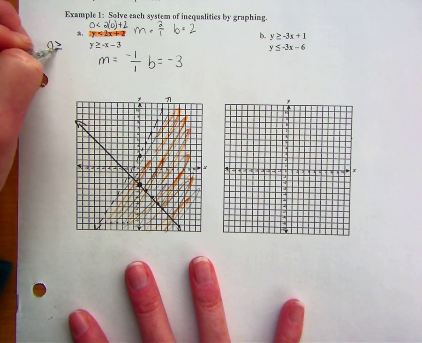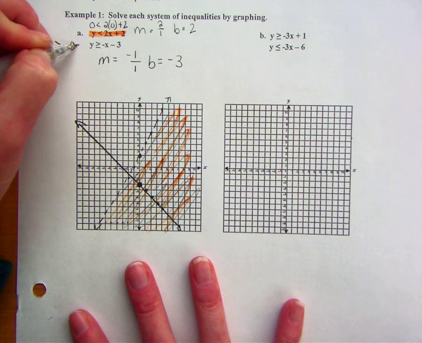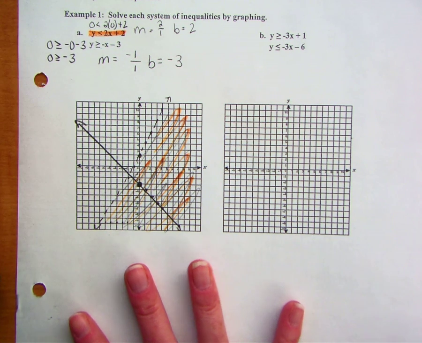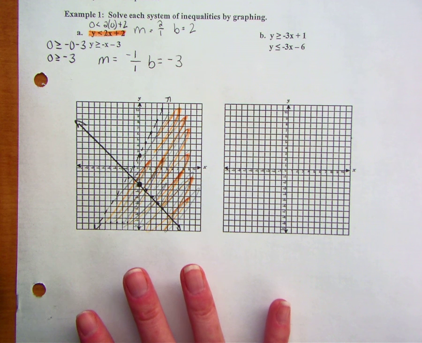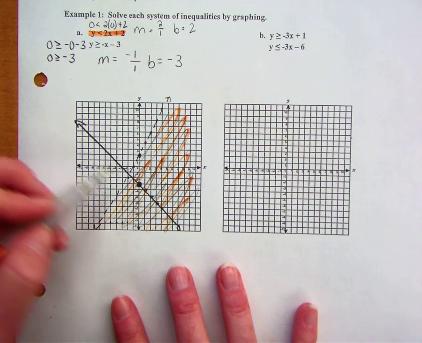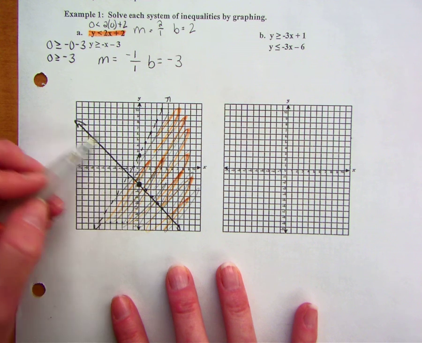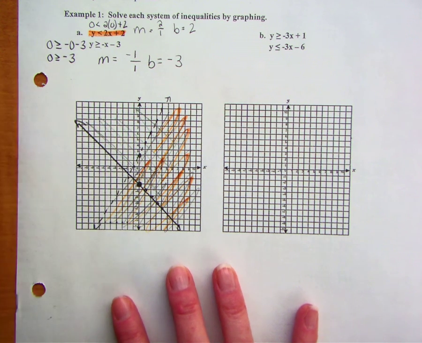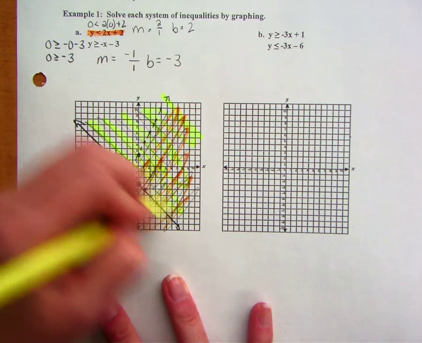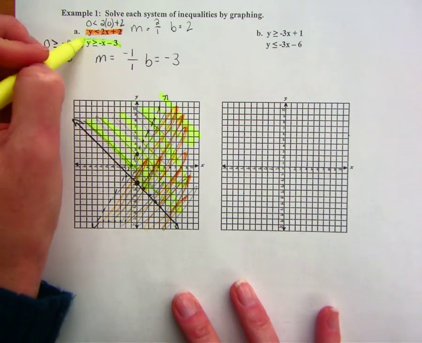So 0 is greater than or equal to negative 0 minus 3. 0 is greater than or equal to negative 3. Is that true? Is 0 greater than or equal to negative 3? Yes. So I need to shade the side where 0, 0 is, which is this upper part here. And I'm going to, again, change color and say that this is yellow. So the second equation is yellow.